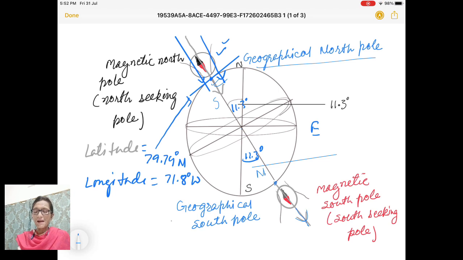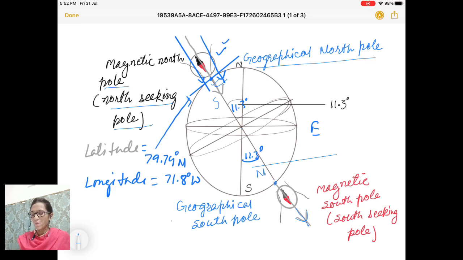Now the magnetic north pole, what is a pole? A pole is a point where in the horizontal direction there is no magnetic field and the magnetic field is exactly vertical. This is your north pole, north magnetic pole or north-seeking pole.